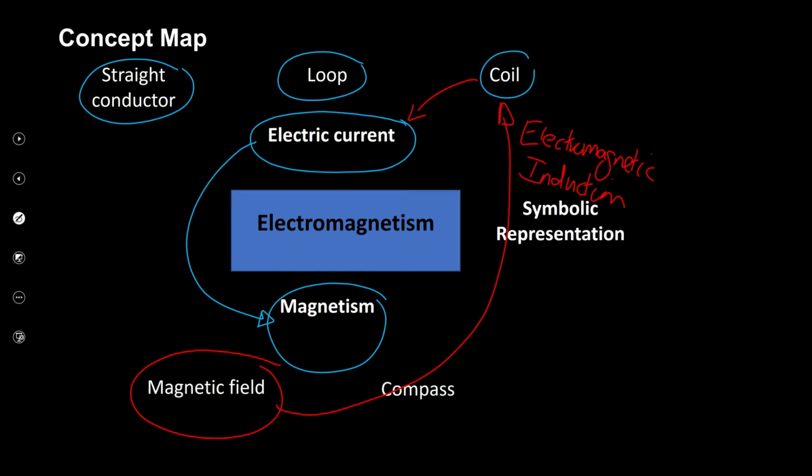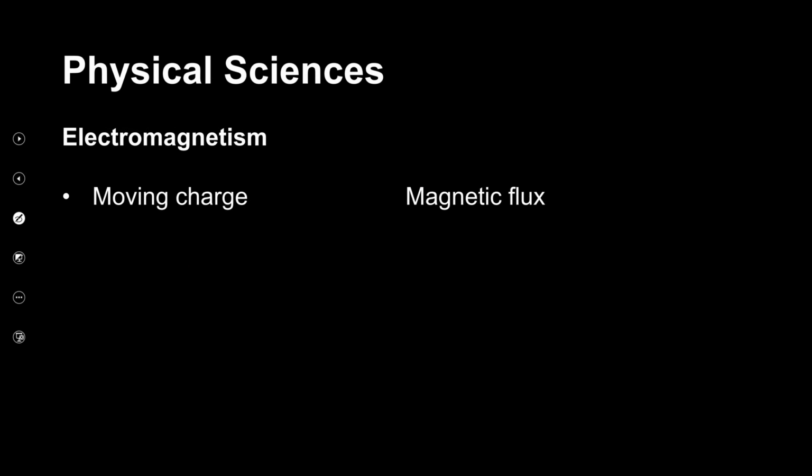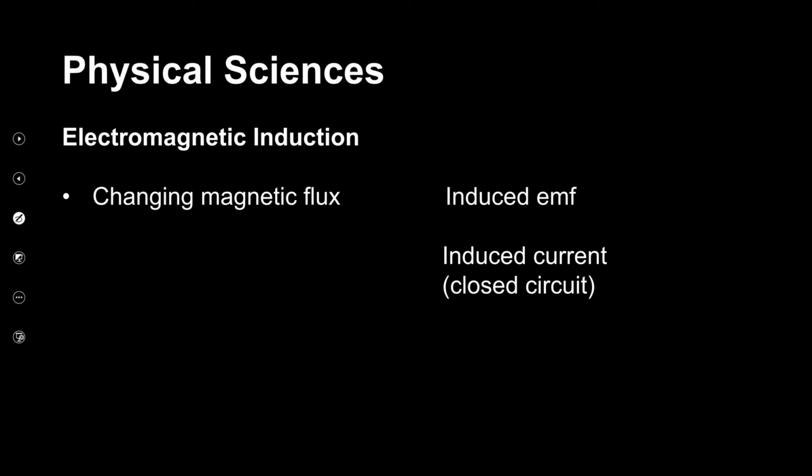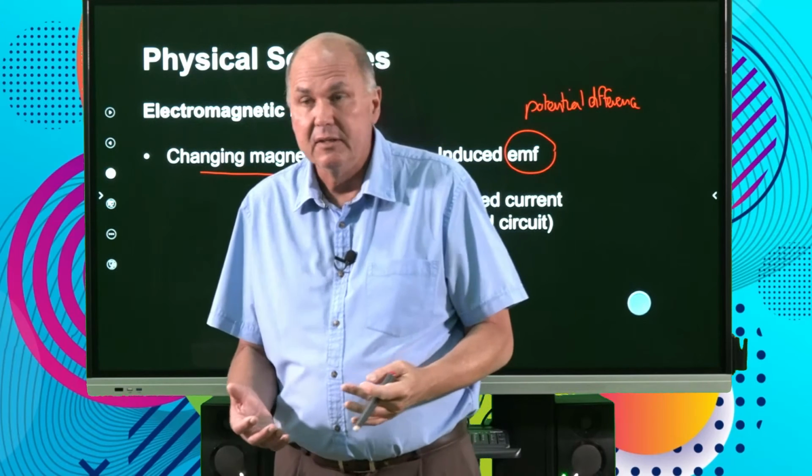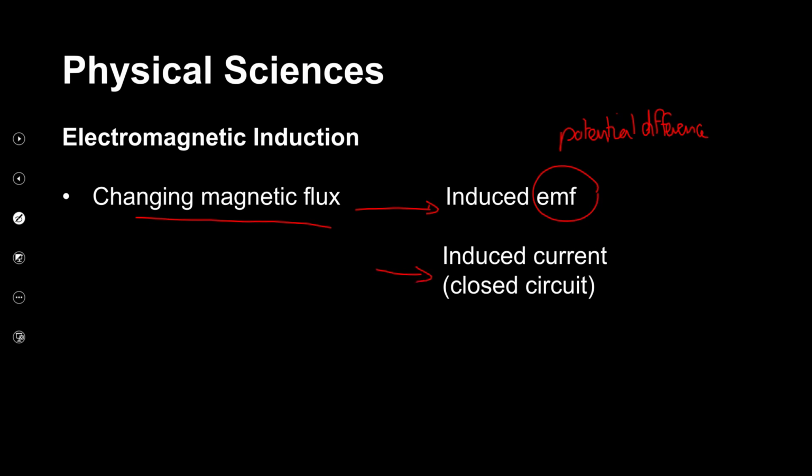And that's what we're going to focus on right now. So just to remind you that with electromagnetism, we said a moving charge creates magnetic flux. But when we're dealing with electromagnetism, a change in magnetic flux produces an induced EMF, or potential difference. Now, if that potential difference is across a coil that's part of a closed circuit, well, then we will have an induced current as well. So take note that if we've got a closed circuit, then we'll have an induced current.